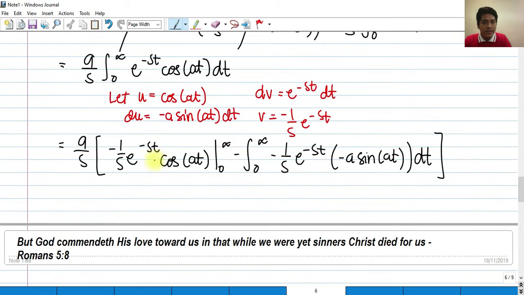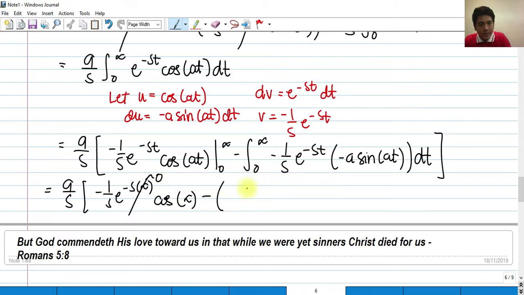And again, let's try to analyze this again. If we substitute the upper limit, what will happen? We have a over s, negative 1 over s, e raised to negative s times infinity, cosine of infinity here. Obviously, because of this term, this would become 0, minus the negative of 1 over s, because that's the lower limit, e raised to negative s times 0, multiplied by cosine of a times 0, which is still 0 because we substitute the value of the lower limit for t. So that becomes 0. A is constant multiplied by cosine of 0.